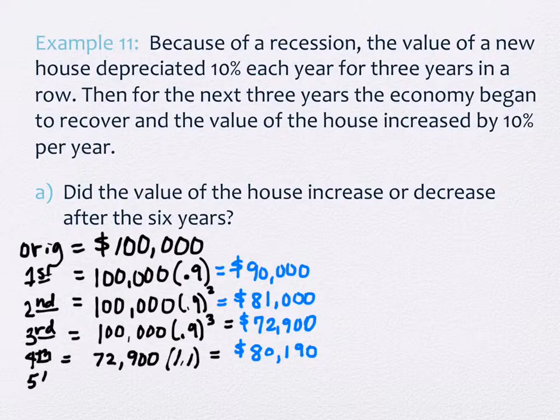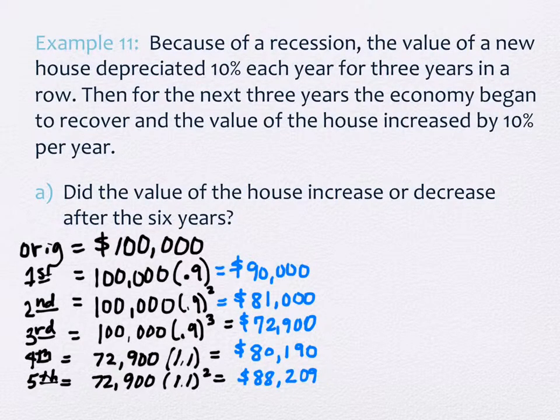5th year. What would we do for our 5th year? We're going to multiply that same 72,900, but it'll be by 1.1 squared. Or equivalently, we can talk about multiplying the 80,190 by another 1.1, which gives me what? 88,209? Yes. Awesome. 1 more year for it to recover.